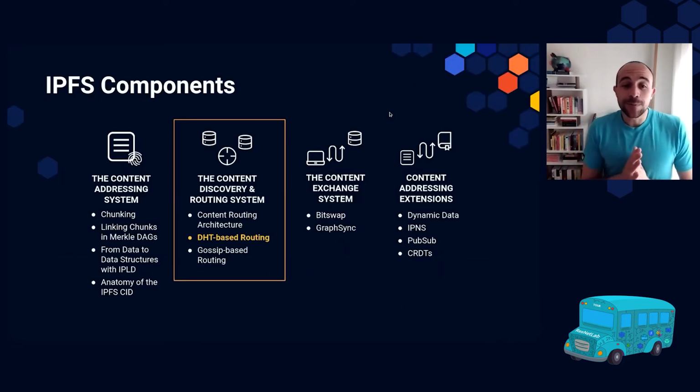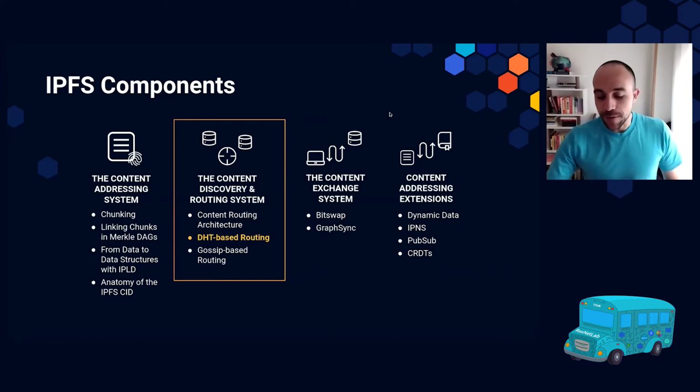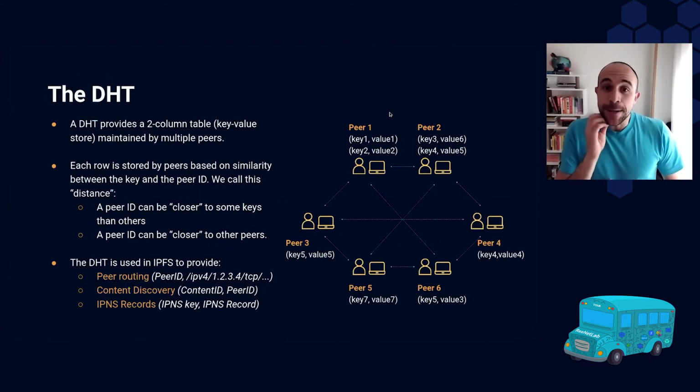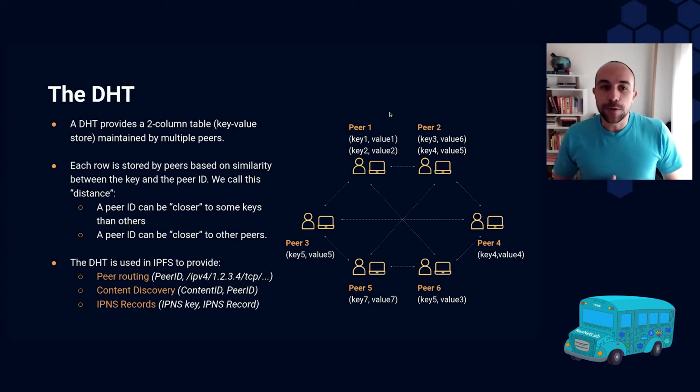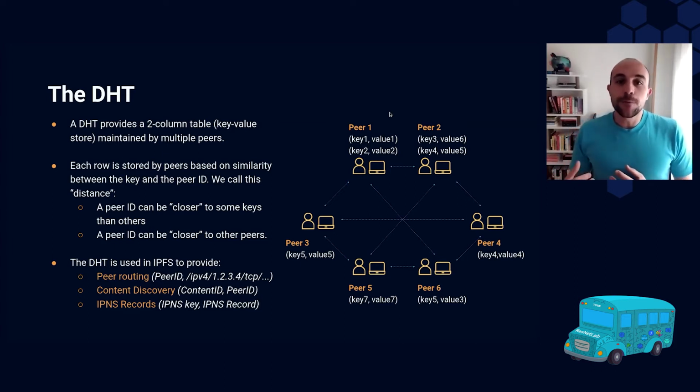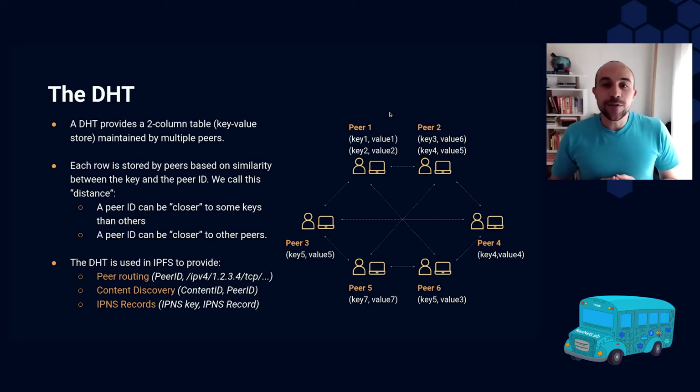So let's jump now to explain how the DHT-based routing works in IPFS. As I've advanced, IPFS uses an adaptation of the Kademlia DHT implemented in the libp2p package. A DHT in the end provides a two-column table, a key-value store, that is maintained by multiple peers in the network. Each row is stored by a different peer, and the way in which we decide and know what peer is responsible for storing a certain key is through the ID of the peer and the specific key of the information that wants to be stored.